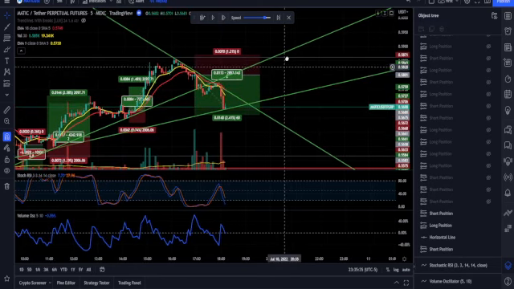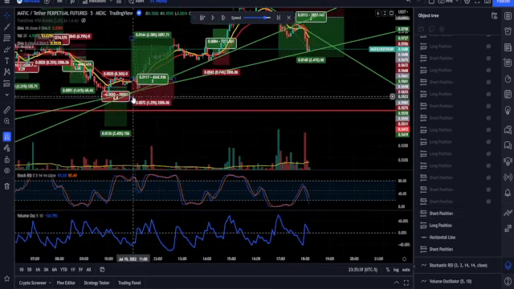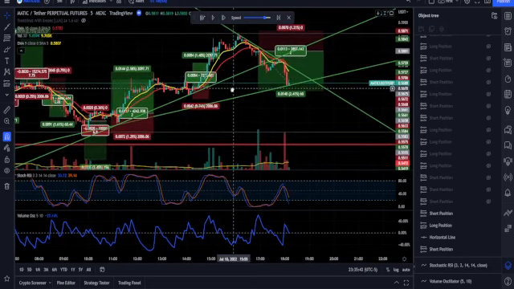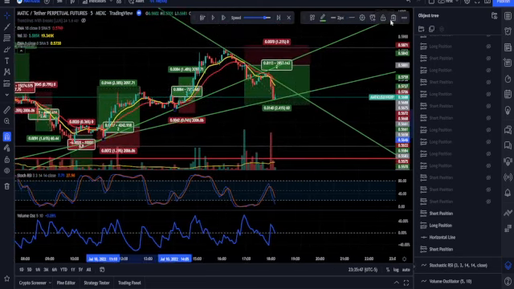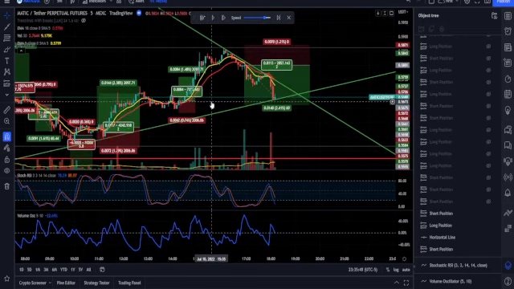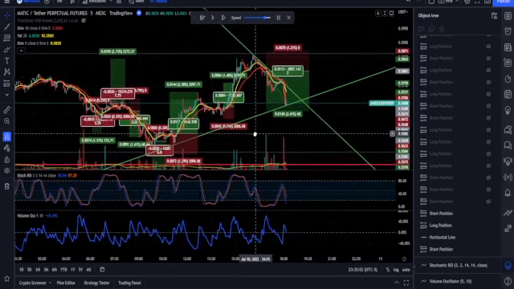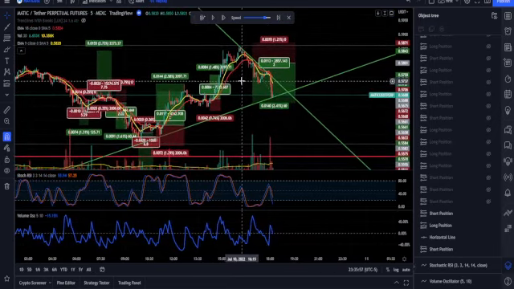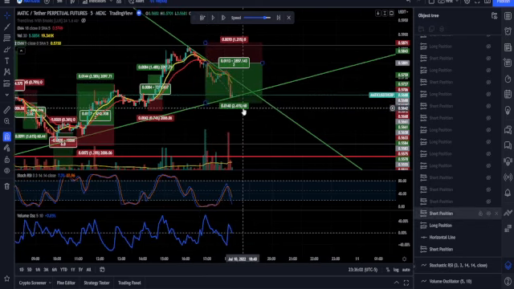Now here, we're rejecting off of this previous uptrend that we had. So we need to look at that, because this uptrend is our main trend line. Okay, so we need to pay close attention and see if we're going to break this or not.